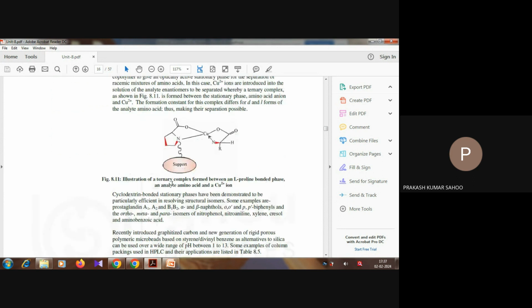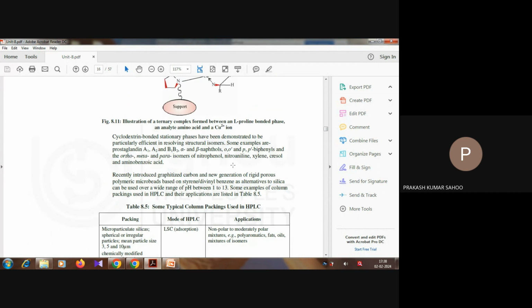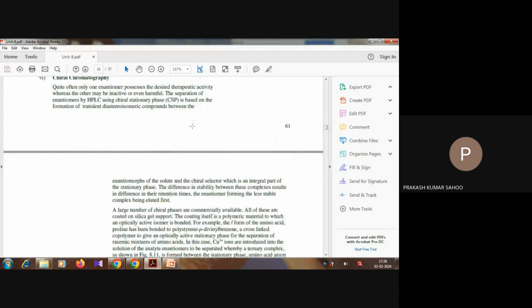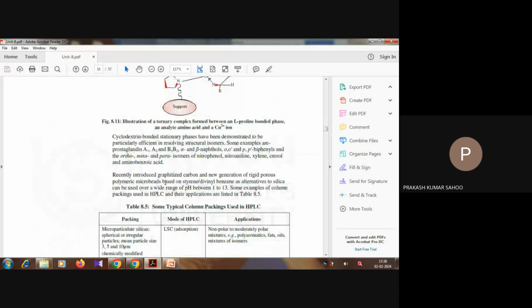Illustration of a ternary complex formed between an L-proline bonded phase, an analyte amino acid and a copper 2 plus ion. So this is one of the ternary complexes formed by using the chiral phenomena. Then the cyclodextrin bonded stationary phases have been demonstrated to be particularly efficient in resolving structural isomers. So this chromatography, that is chiral chromatography, is generally used for the separation of enantiomers, diastereomers, epimers, etc.